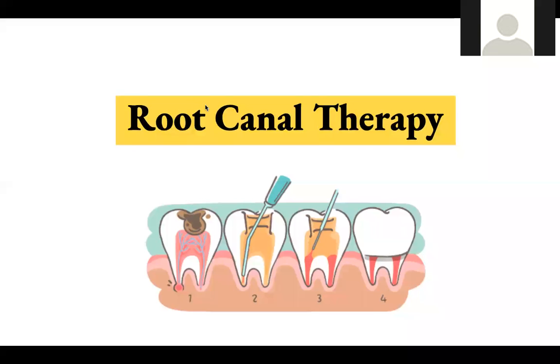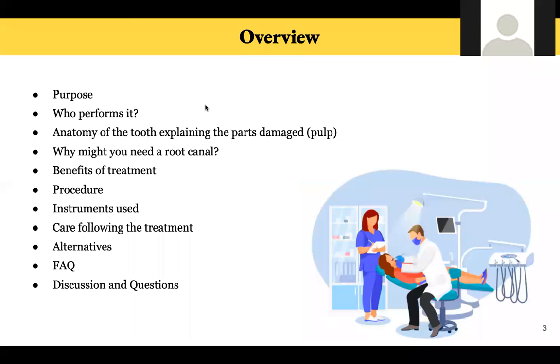Okay, awesome. So let's get started. First of all, a little overview on the subject. So we'll start with what the purpose of a root canal is, and just a general what is it, and then who exactly performs it. Is it just general dentists, other specialists? And then we'll talk about the anatomy of the tooth, explaining the parts that are damaged, and specifically the pulp in this case. And we'll also be comparing the anatomy of a normal tooth versus the anatomy of an abscessed or damaged tooth in need of a root canal.